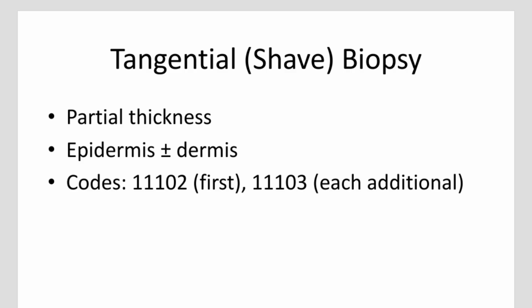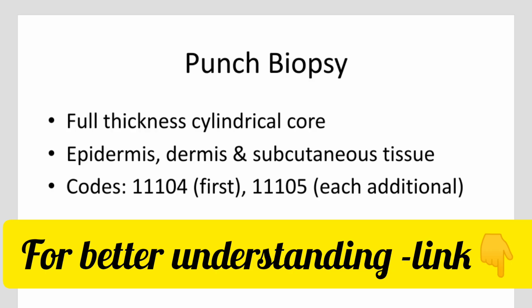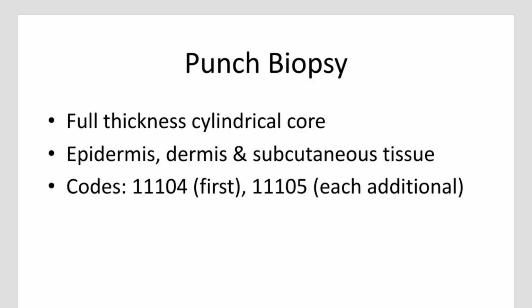Okay. Next, punch biopsy. Punch biopsy uses a punch tool to remove a sample, and the samples are of full thickness cylindrical core. Mostly it will cover epidermis, dermis and subcutaneous tissue. If you want a clear visual explanation of punch biopsy tool and scalpel, check out my previous video, link in the description. So for punch biopsy, we have two codes, that is 11104, 11105.